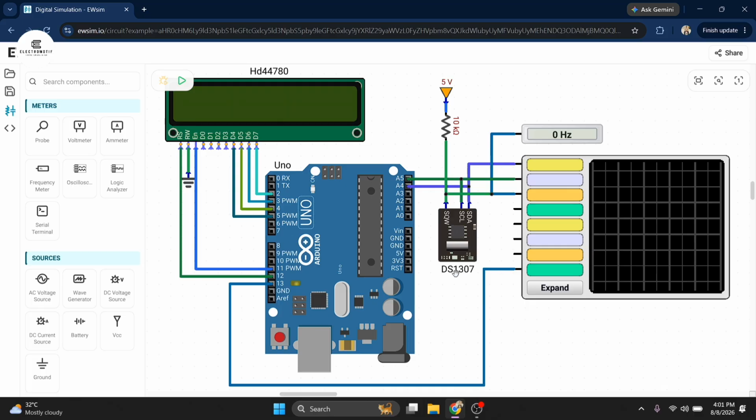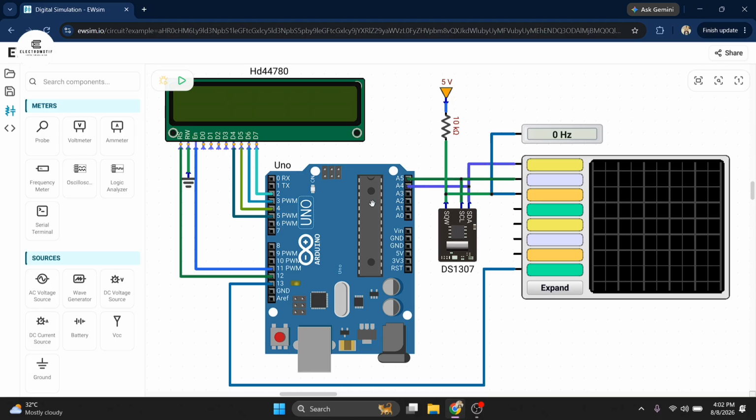Now let's look at the DS1307. It is a real-time clock, or in non-technical words, an RTC. Its job is to keep track of seconds, minutes, hours, day, month, and year. The important thing here is that the Arduino does not need to calculate time by itself. Instead, it simply asks the RTC what the current date and time is. The DS1307 then sends the information back to the Arduino. The communication between the Arduino and the DS1307 uses I2C communication, that is SDA and SCL.